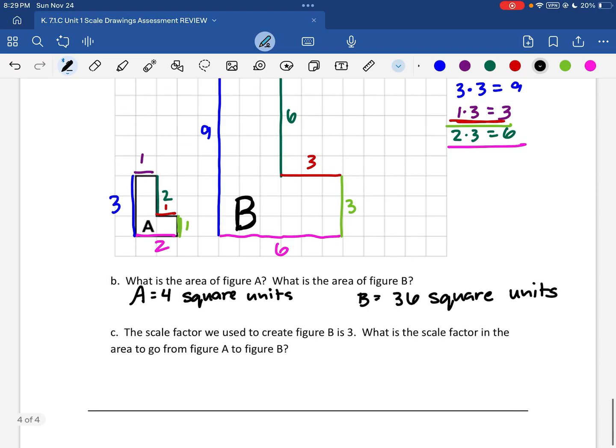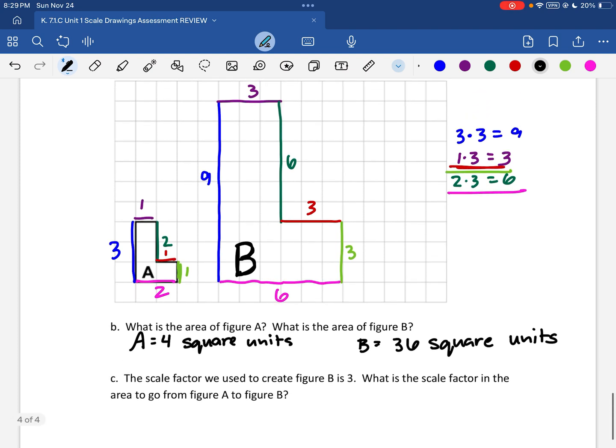Our final question. The scale factor that we used to create figure B is 3. Remember, every length we multiplied by 3. But what is the scale factor in the area to go from figure A to B? We just found the area of 4 square units and 36 square units. Notice, we're not still multiplying by 3. 4 times 3 is 12, not 36. So what is that new scale factor?